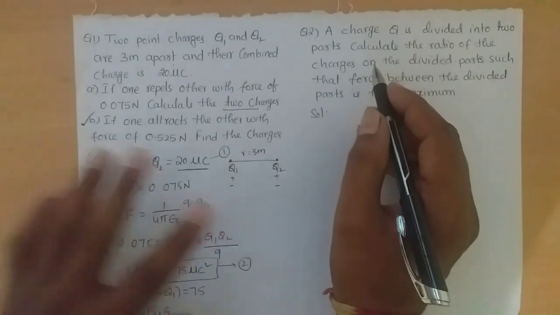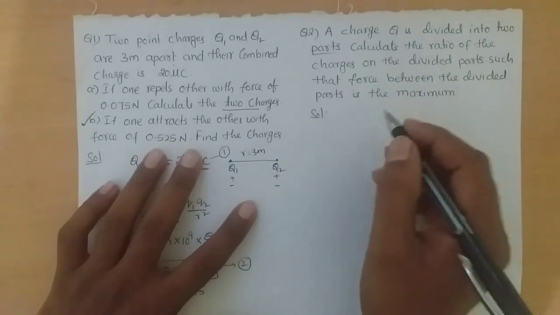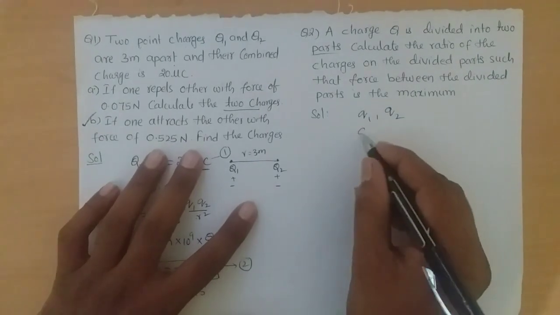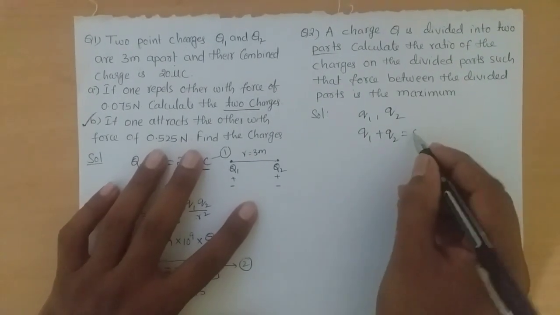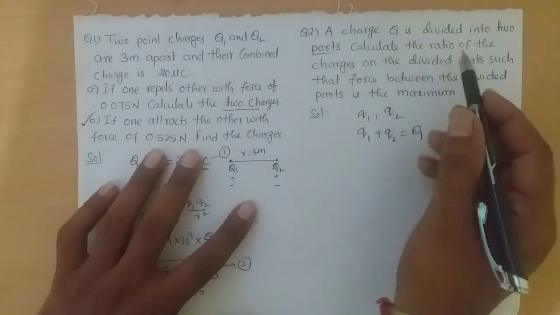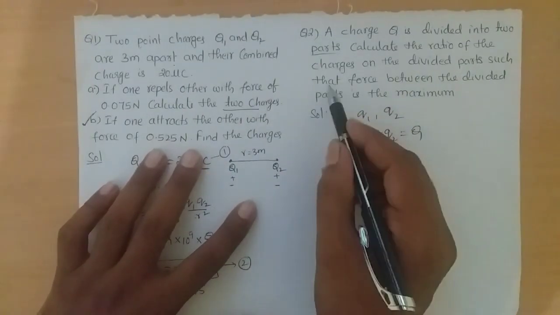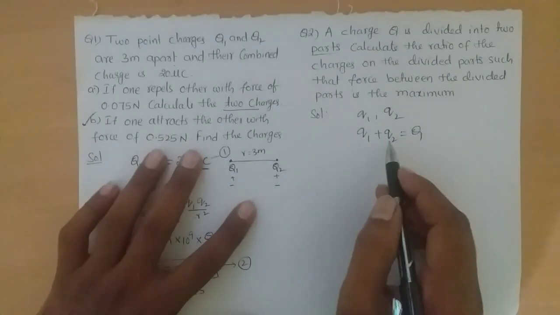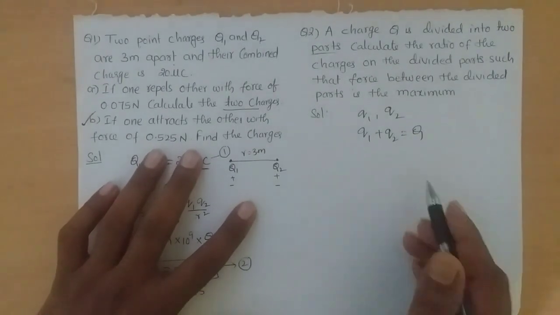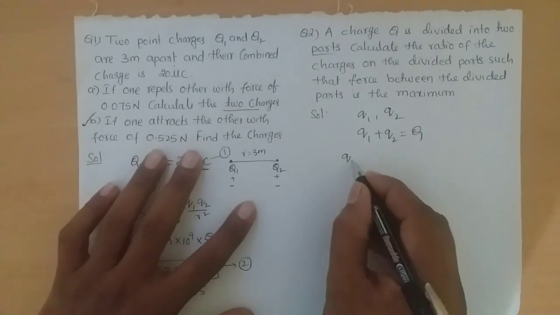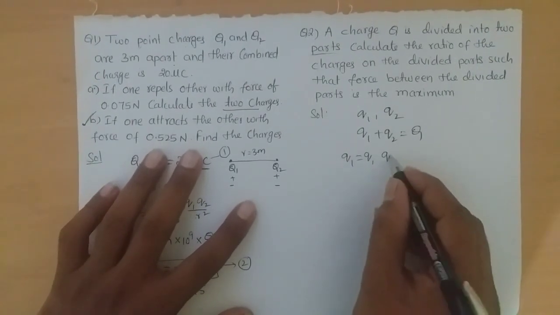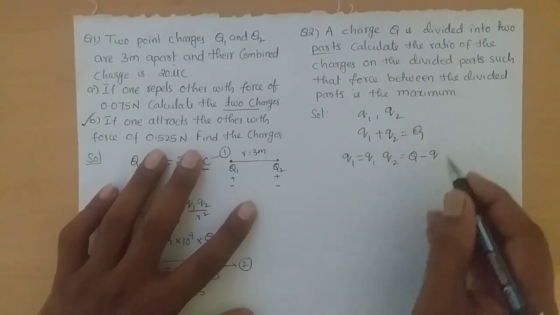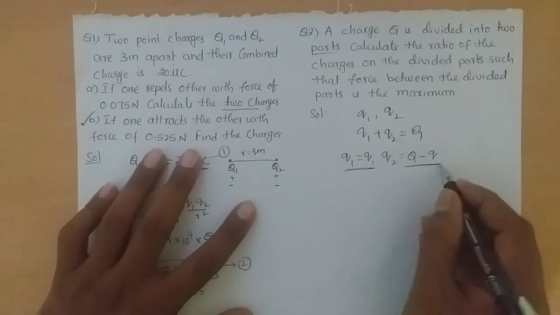The next question is: a charge Q is divided into two parts. That means it is divided into q1 and q2, so the sum of these two charges is equal to capital Q. Calculate the ratio of the charges on the divided parts such that the force between the divided parts is the maximum. Then we have to find the charges of the two parts. Suppose q1 equals small q, then q2 equals capital Q minus q1, that is Q minus q. So one part is small q and the other part is Q minus q.